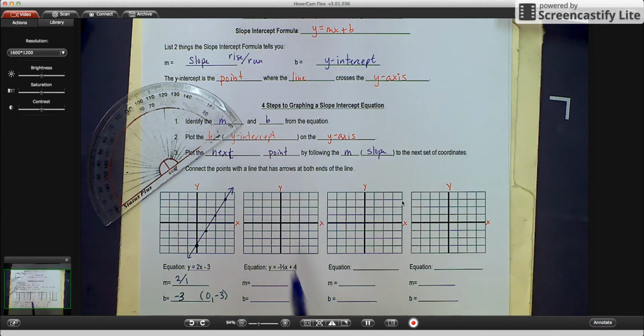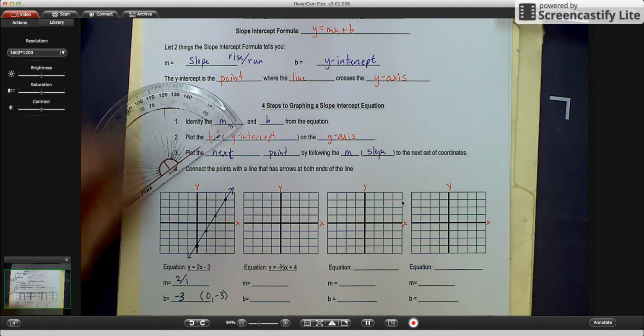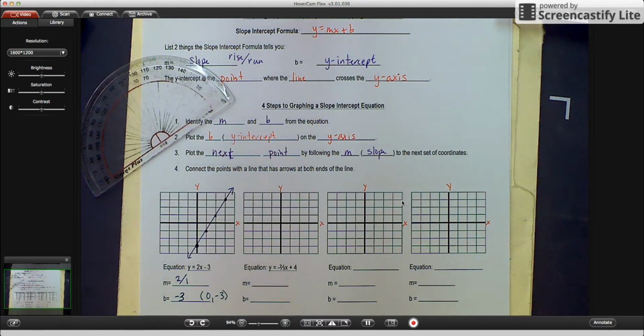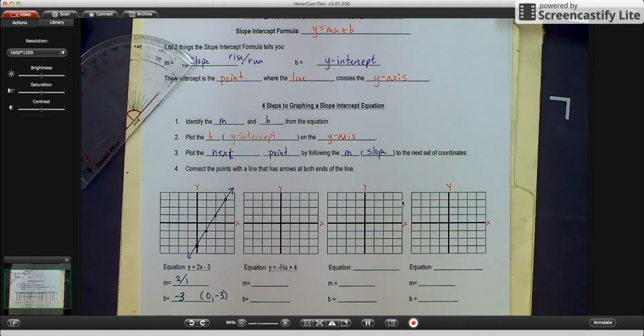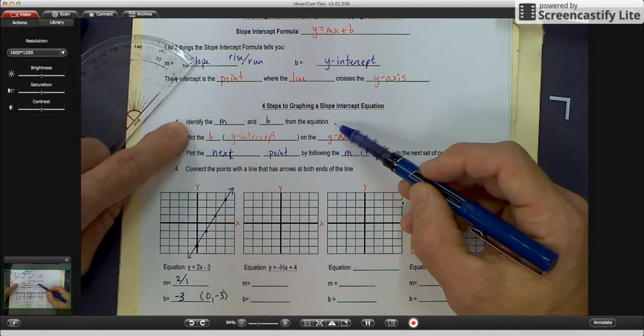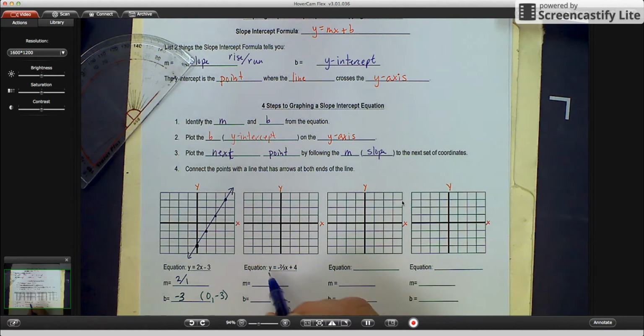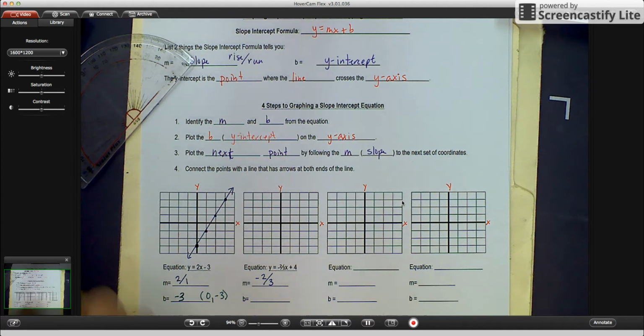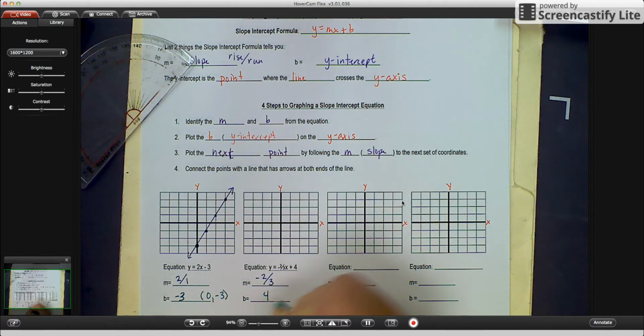If you want to, you can pause the computer, try the second example, and then see as I do it if yours matches up with mine. If not, you can follow along with me as we do it together. Step 1 says identify the m and the b from the equation. Y equals negative 2/3 x plus 4. Well, my m is negative 2/3, a little bit different from the first example. And my b is a positive 4. If I wanted to put it in coordinates, it would be 0, 4.